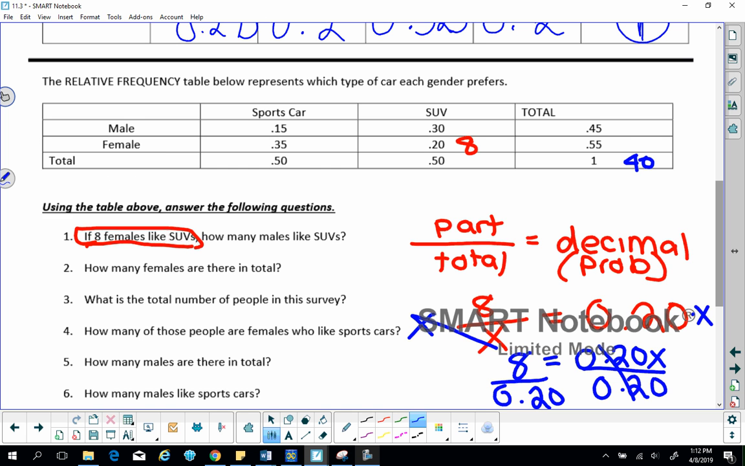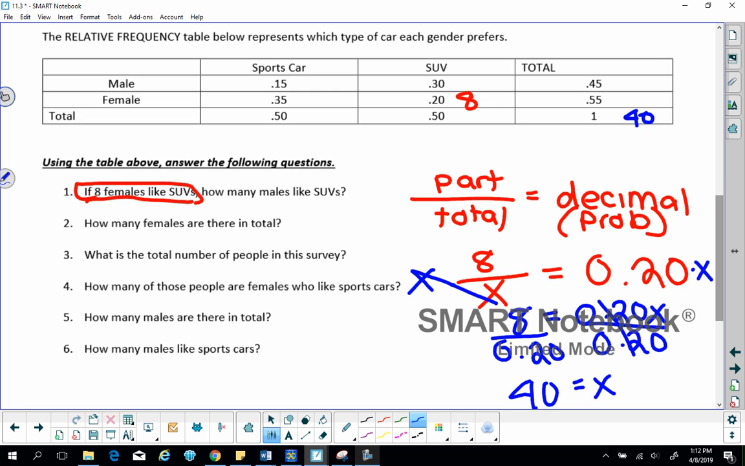Does that make sense? So the part out of the total is the decimal that you end up getting. So I just plugged in what I knew and found what my total was. So what's it say under decimal? Probability, but I wrote prob.